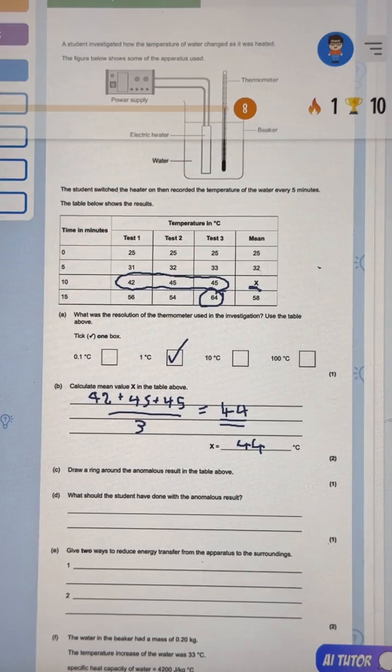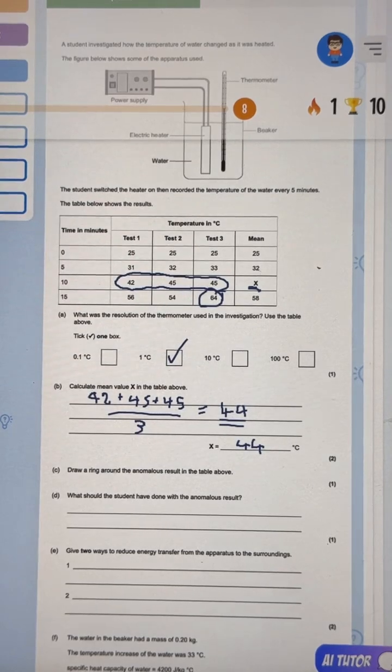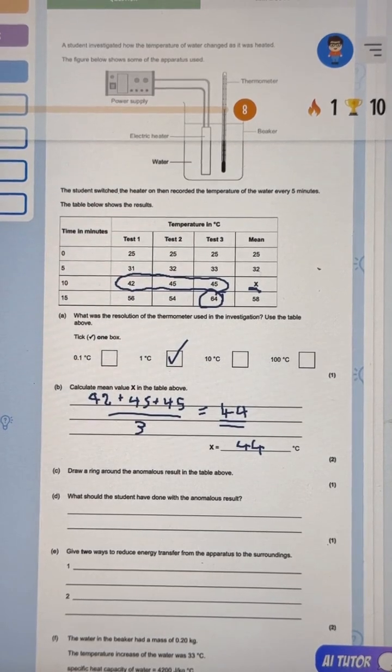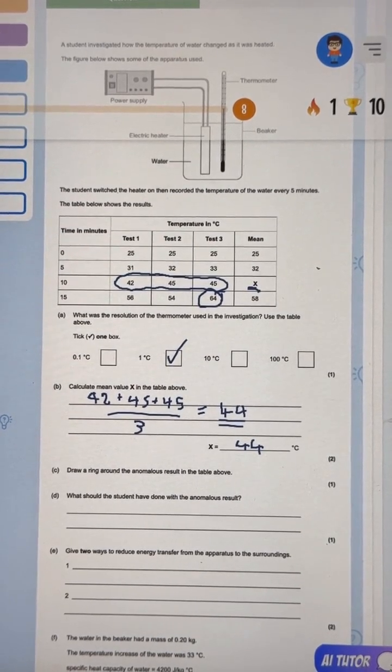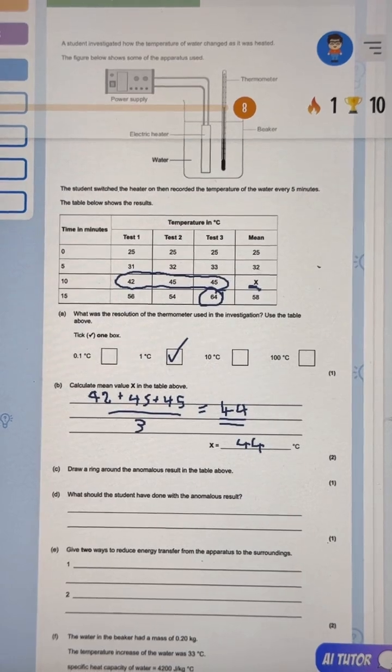What should the student have done with the anomalous result? So when you're doing an experiment, what would you do when you have an anomalous result?